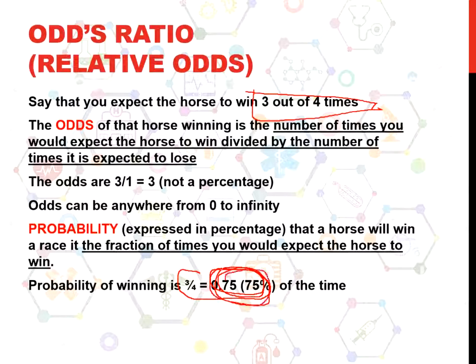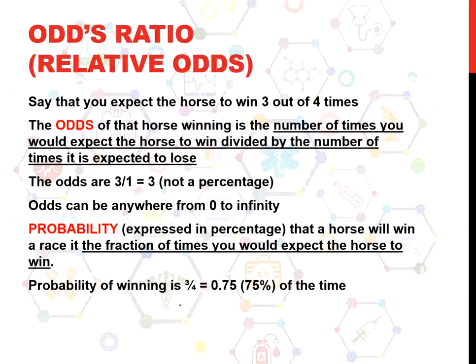So, nakita yung difference? Odds is a whole number. That is the number of times you would expect the horse to win. So 3 times daw siya pwedeng manalo, and once siya pwedeng matalo for every 4 contests. Yan. So 3 divided by 1, 3. Next, probability. The number is the fraction of times you would expect the horse to win. So 3 times daw siyang pwedeng manalo over the total contest, which is 4. So 3 divided by 4 is 75%.